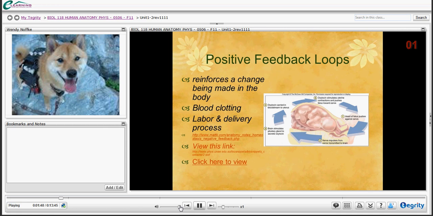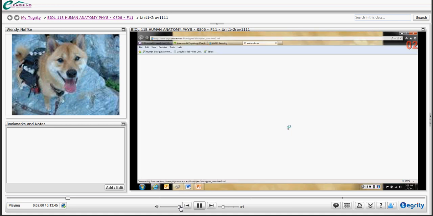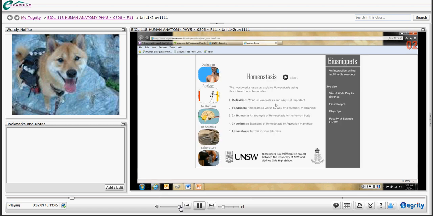The other example is when blood clots. There is a hemorrhage in the body, and it responds by increasing the clotting of blood. The reaction needs to be reinforced to make sure there is enough clotting to stop the problem. This animation is going to show you some examples of how positive and negative feedback loops work.